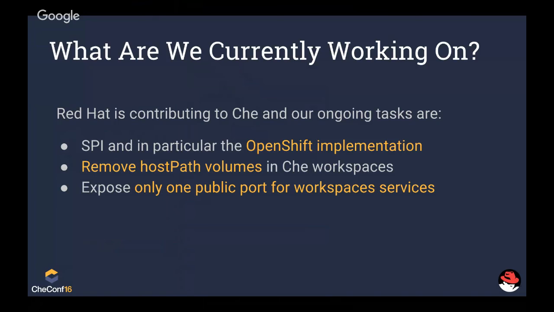That's the need to access the local file system. We want to remove that, and we want to expose only one public port for every workspace service. These three steps are necessary to be able to run Che in a container that is not privileged.